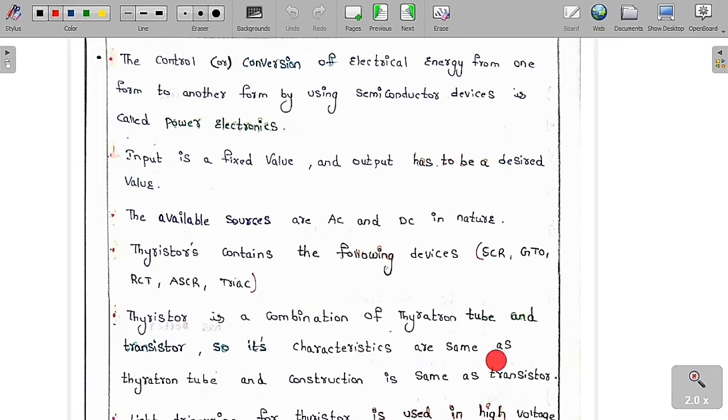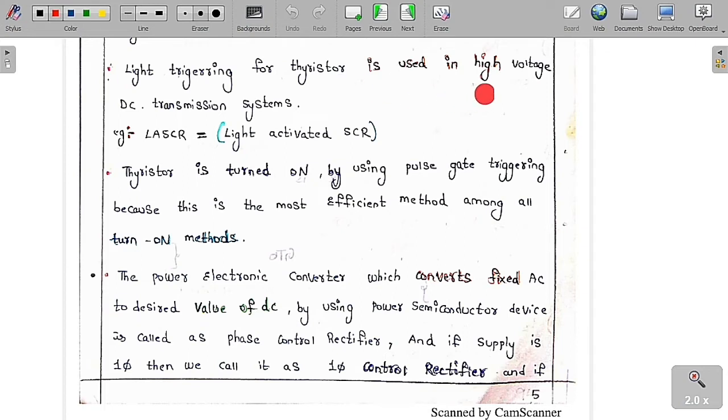Its characteristics are the same as the thyristor tube, and its construction is the same as the transistor. Whatever the characteristics of the thyristor, they equal those of the thyristor tube, and the construction is the same as the transistor. Because of that, we call the thyristor a combination of the thyristor tube and transistor. Light triggering for thyristors is used in high voltage DC transmission systems.